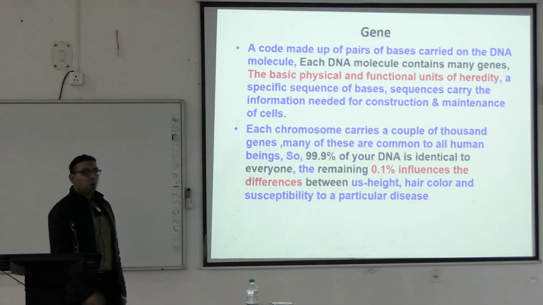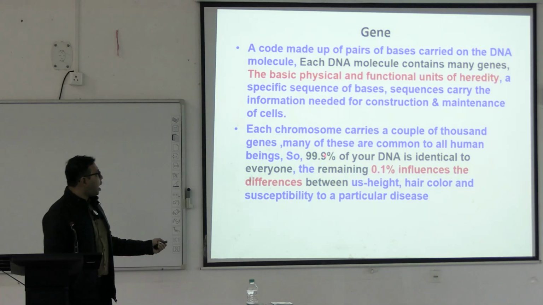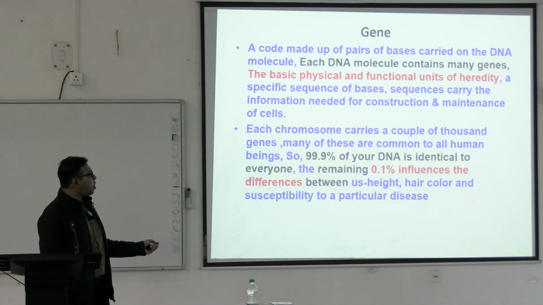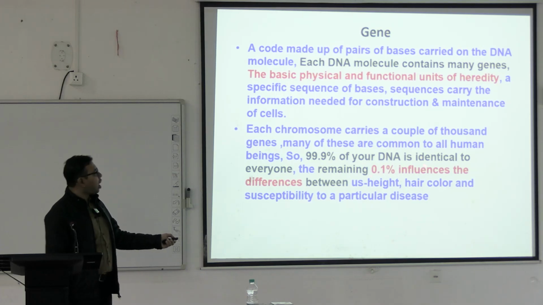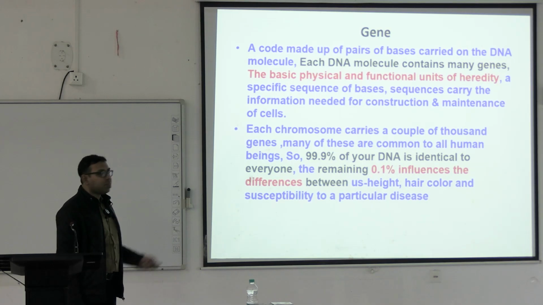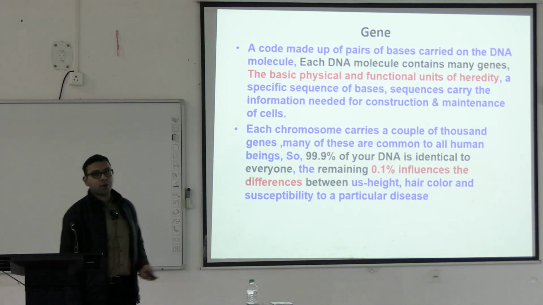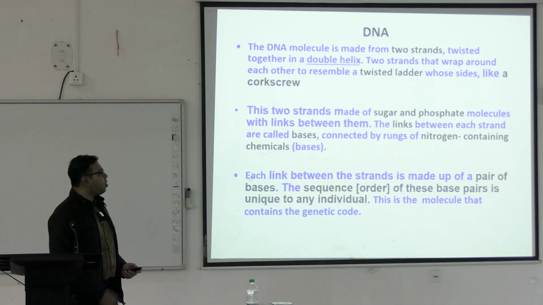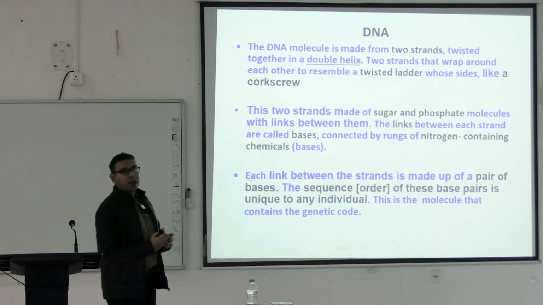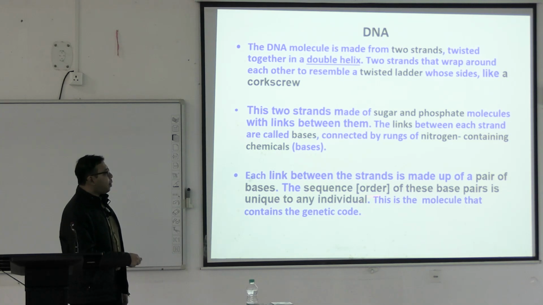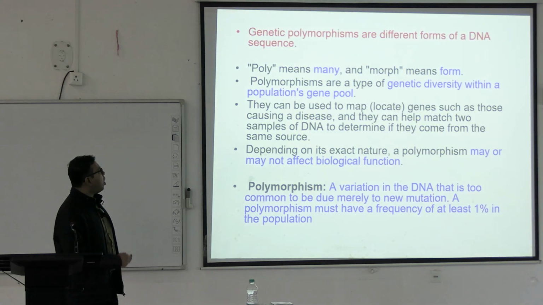Many of these are common to all human beings. So 99.9% of the DNA is identical from one person to another, but there is a slight change in the 0.1%, and this 0.1% influences the differences in height, hair color and also the susceptibility to a particular disease. So there is a minute change in the genetic makeup. So this is the DNA double helix structure, how these two helixes are there, how the genetic makeup is formed from the DNA, you know about this.